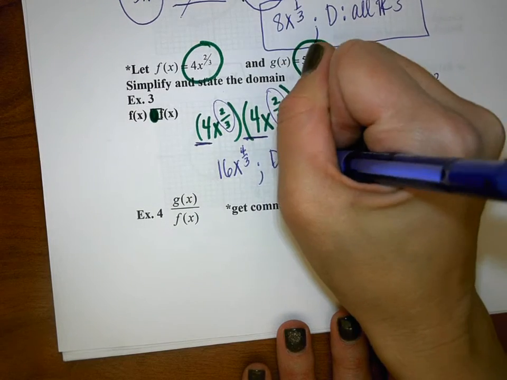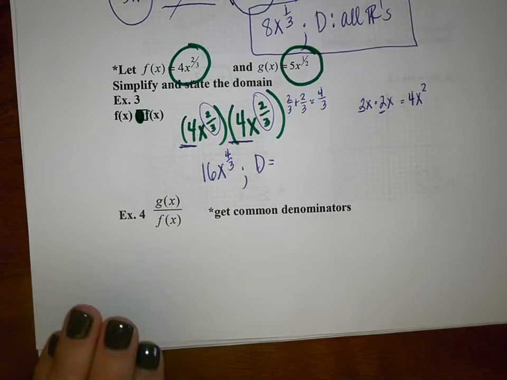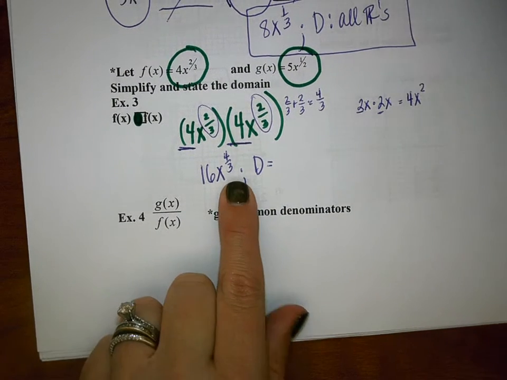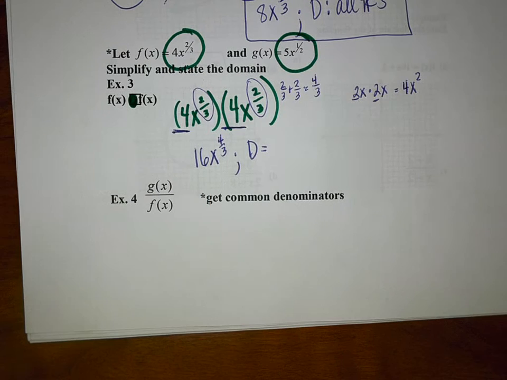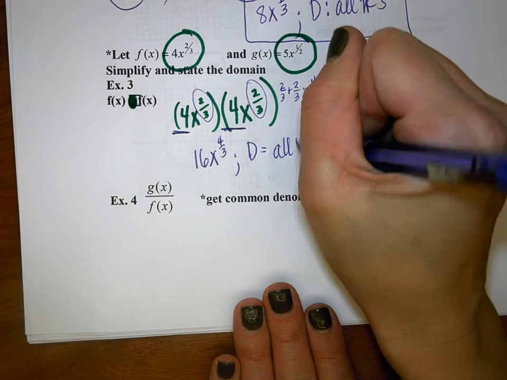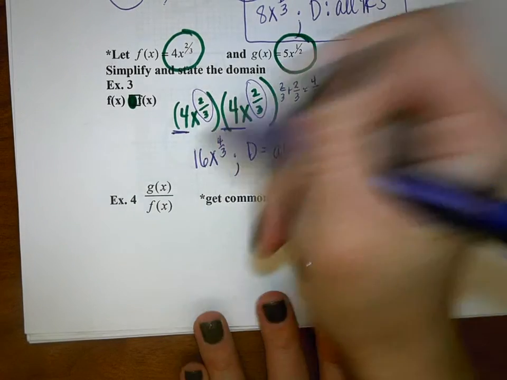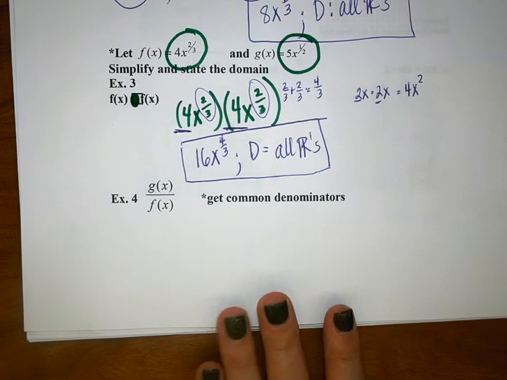So what do you think our domain is going to be? You have to look at what your root number is, and my root number is 3. So if the root number is 3, can I only have non-negative real numbers, or can I have all numbers? Good, and the answer is all real numbers, because you can have positives and negatives with the cubed root. And there's your answer.